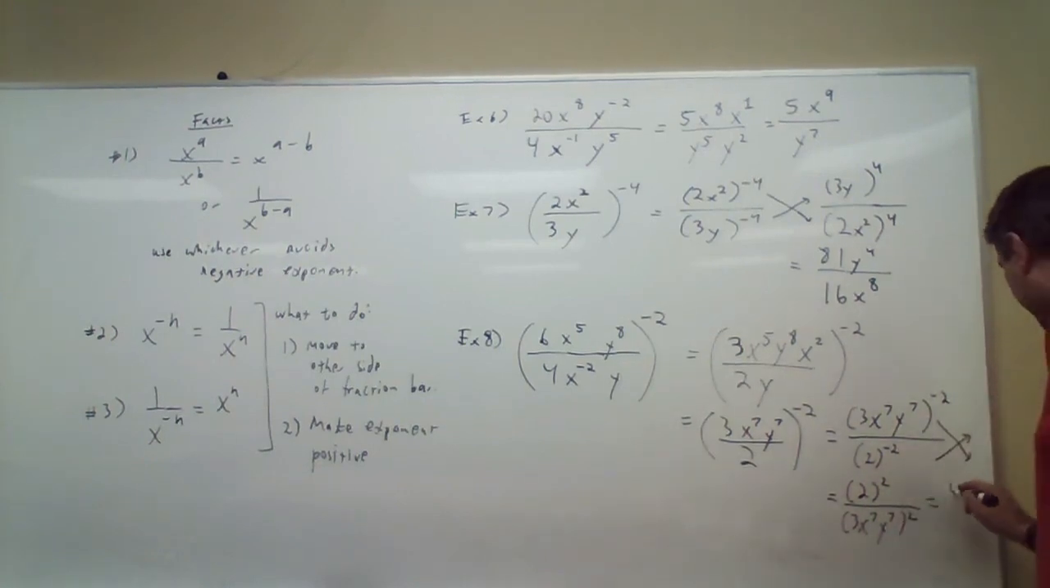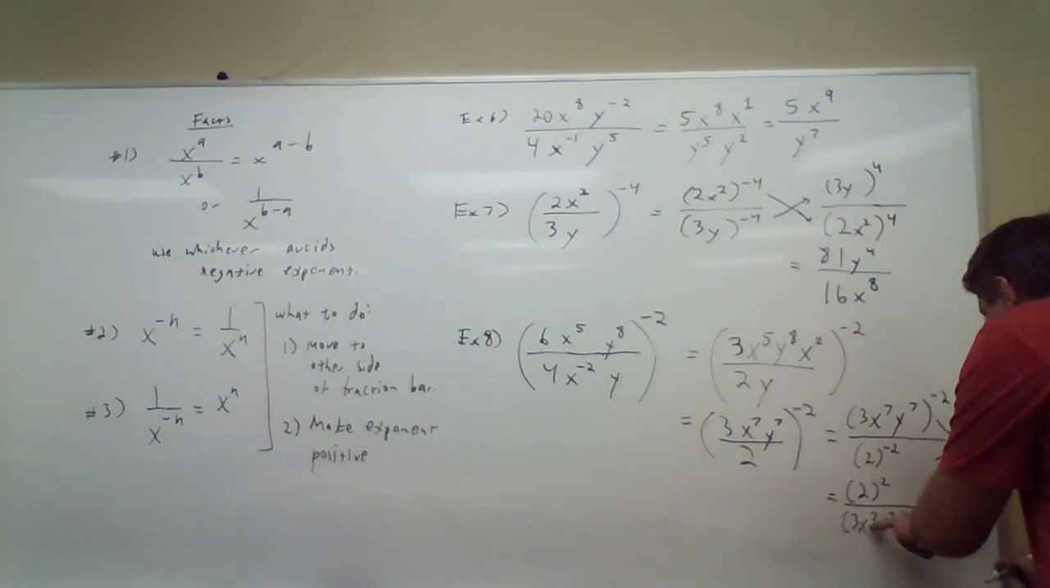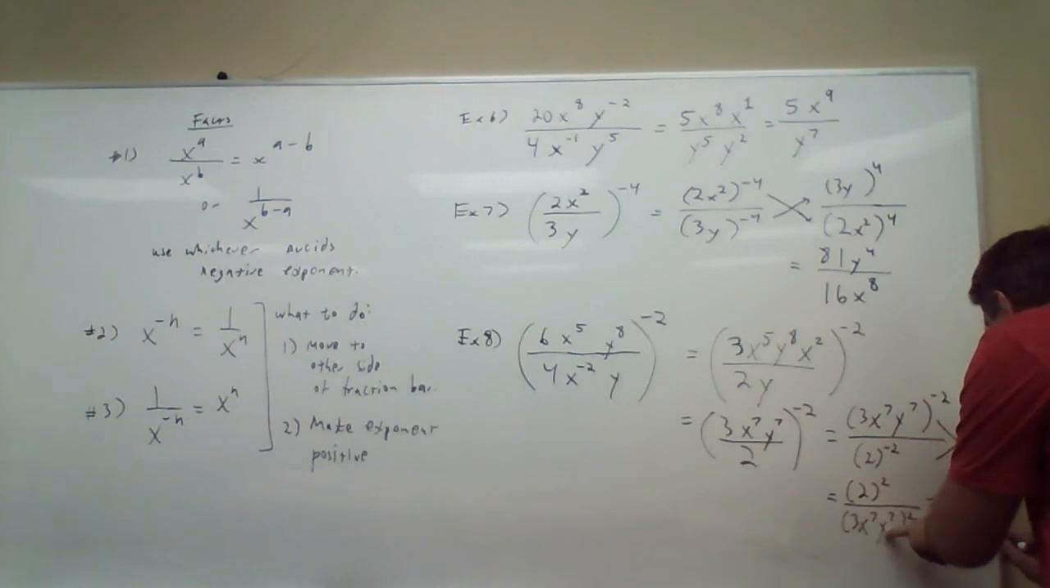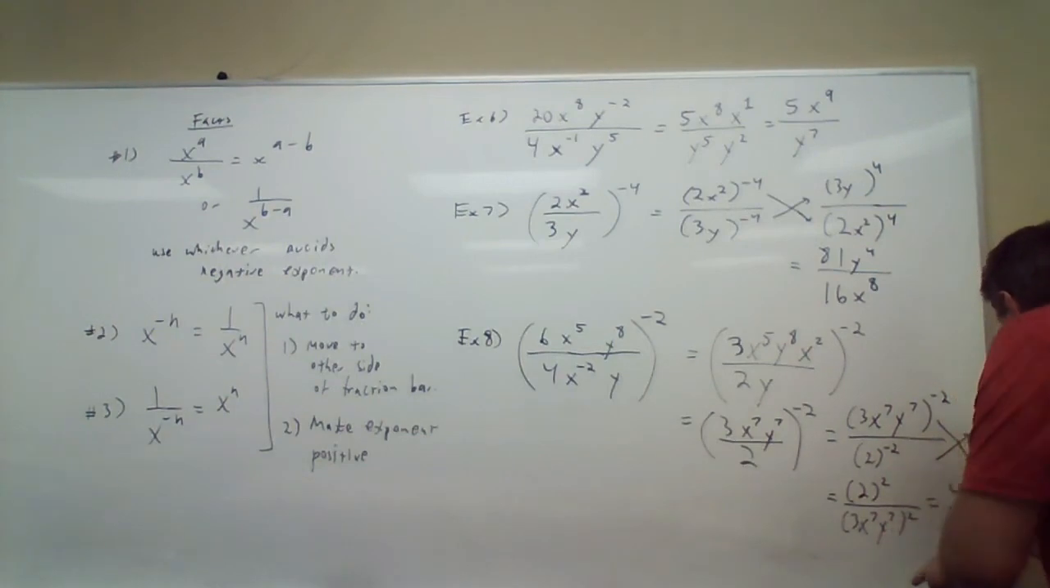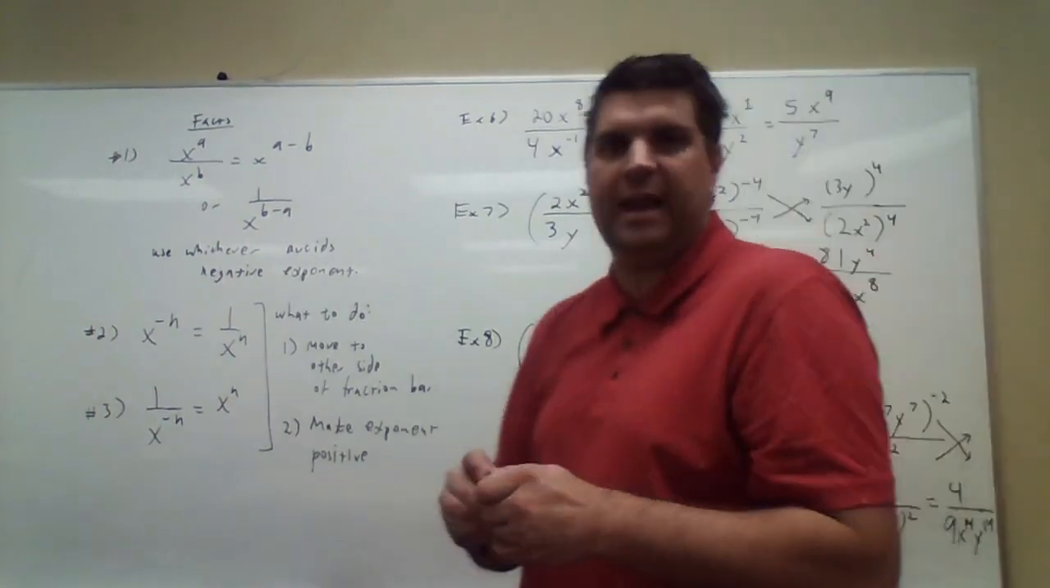So the end result is I have 4 over 3 squared is 9. 7 times 2 gives me x to the 14th and y to the 14th. All right, and that's it. Got negative exponents.